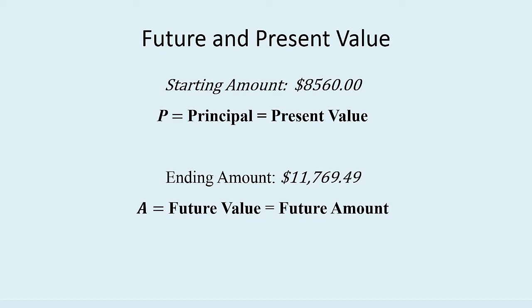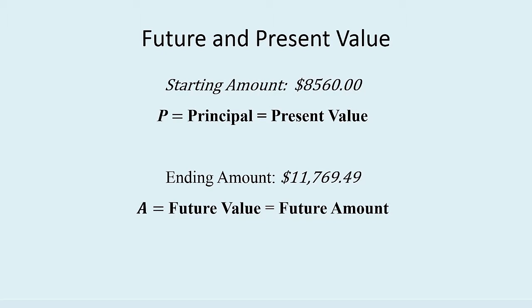In the example we just saw, the original principal, $8,560, denoted P, can also be thought of as the present value. Our investment grew to have $11,769.49. We can refer to this as the future value or future amount, and that's always denoted A.